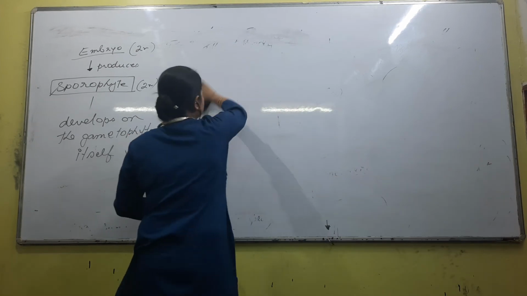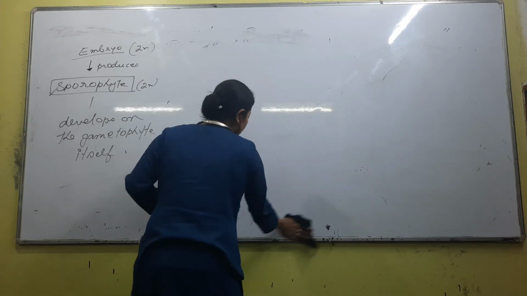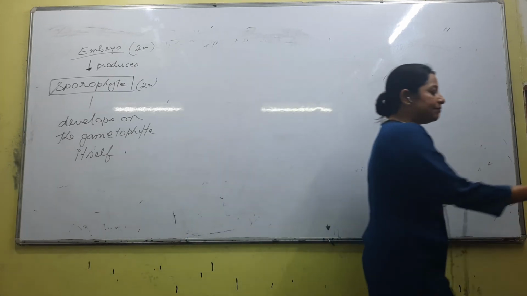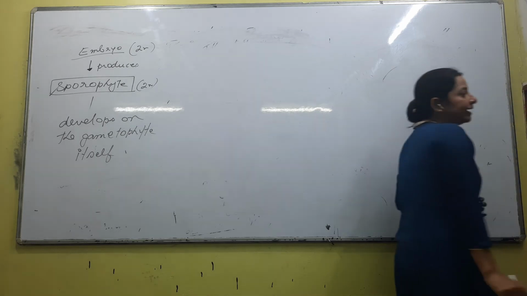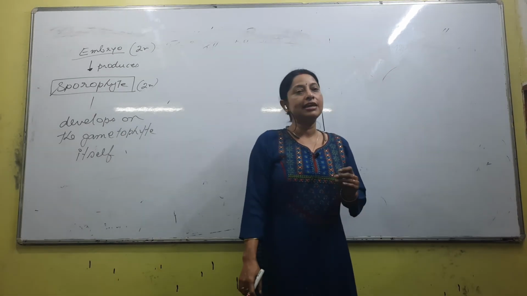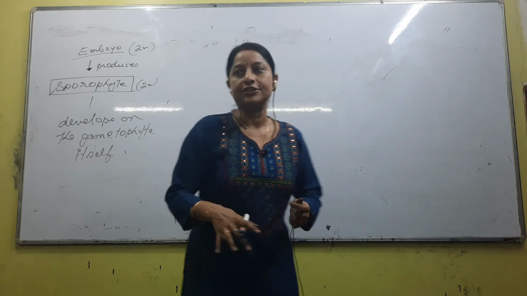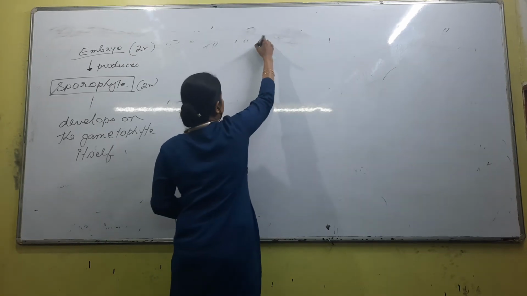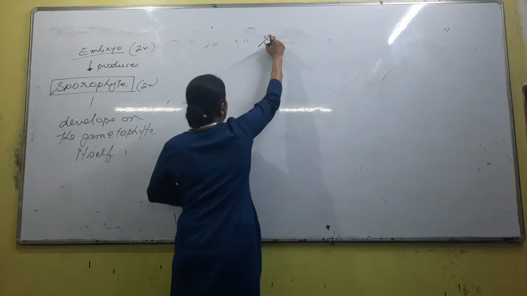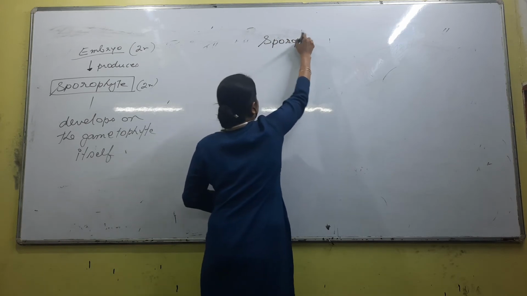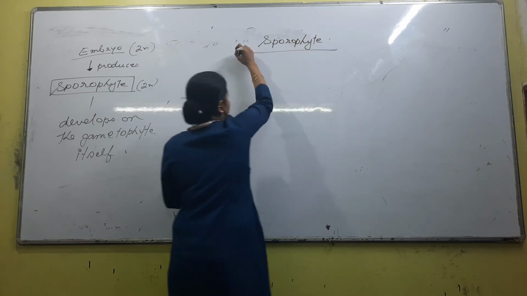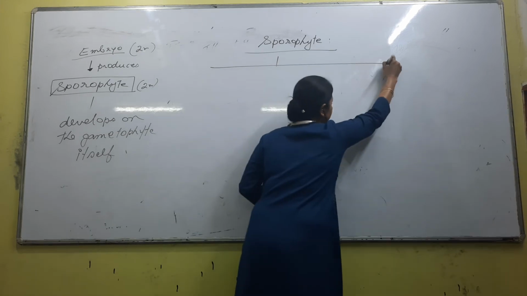Now, we'll be talking about how the sporophyte looks. We know the main plant body was the gametophyte. After fertilization, the gametophyte produces the sporophyte. What is the structure of the sporophyte? So, in case of bryophytes, the sporophyte that is formed has three parts.